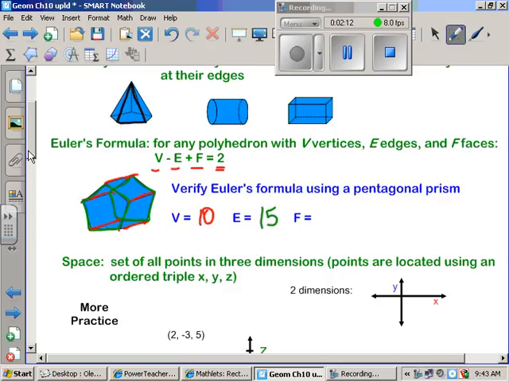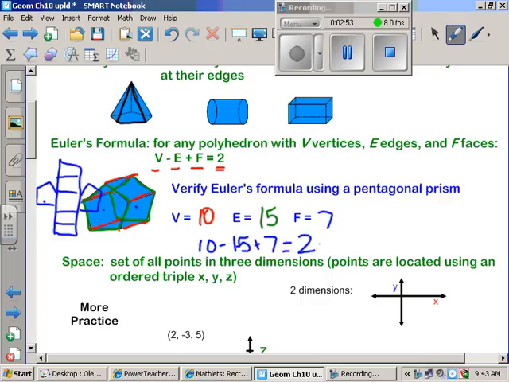And then faces, there's 1 in the front, 1 in the back, and then 5 around the sides. And you can always see that by drawing in the net of the shape. There's a pentagon shape here, and 1 here, and then there's 5 edges. So there's 5, 6, 7 faces. And I plug it into Euler's formula. 10 minus 15 plus 7, that's negative 5 plus 7 is 2, so it checks.